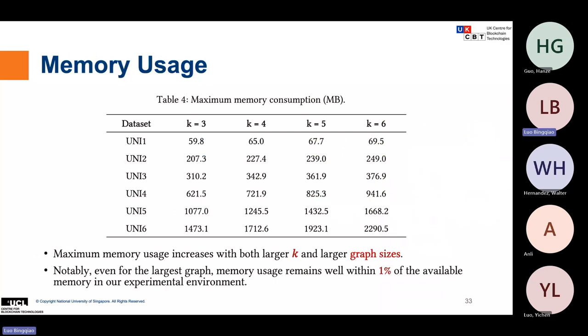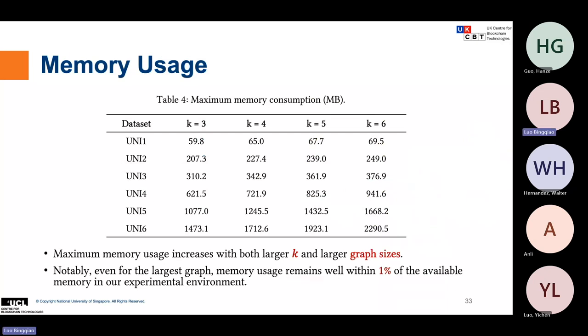And after we did the experiments on runtime, we also measured the memory usage. Theoretically, the memory of running REACH will grow with both the graph size and the cycle length. But we found that REACH remains efficient in practice. Even on the largest graph with K equal to 6, it still represents less than 1%. It's around 2 GB on our experimental server.